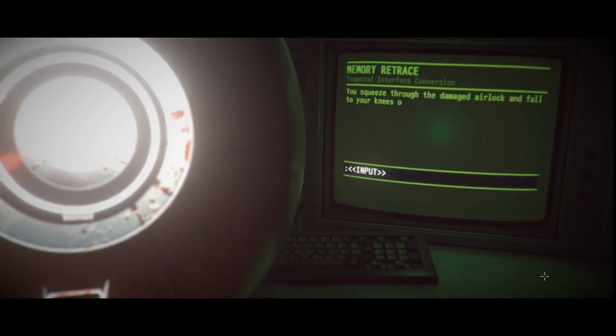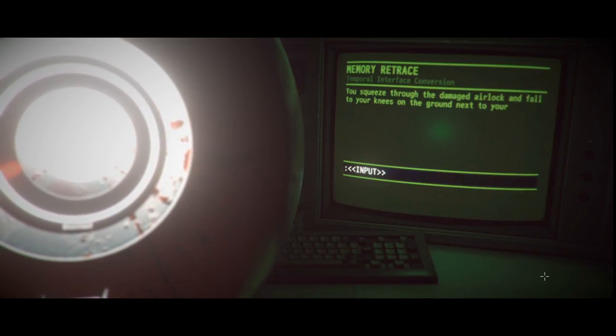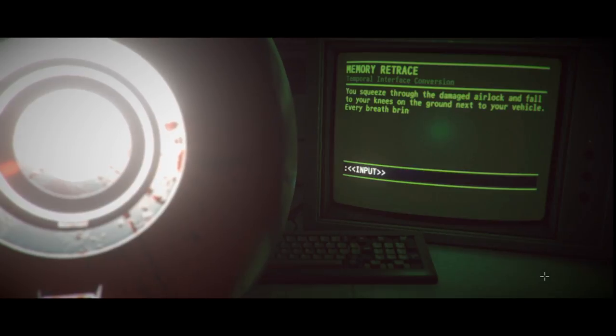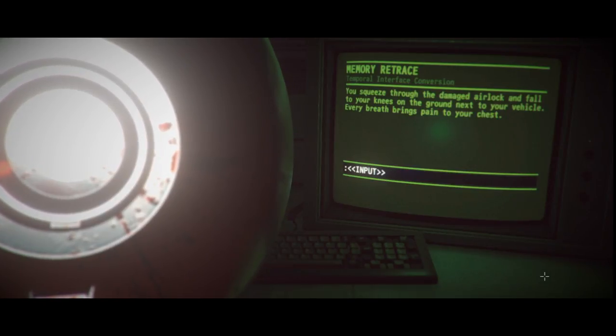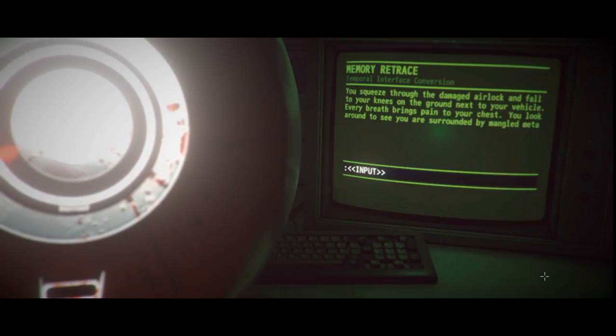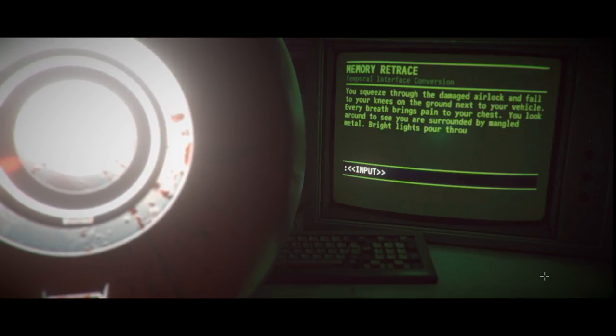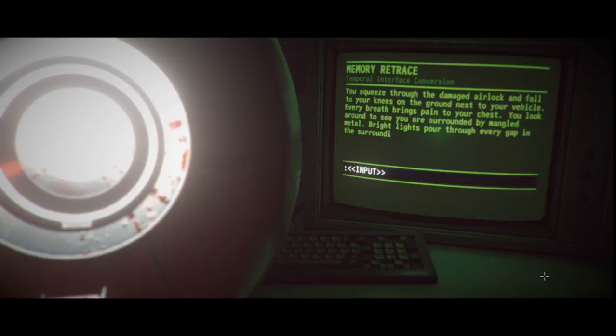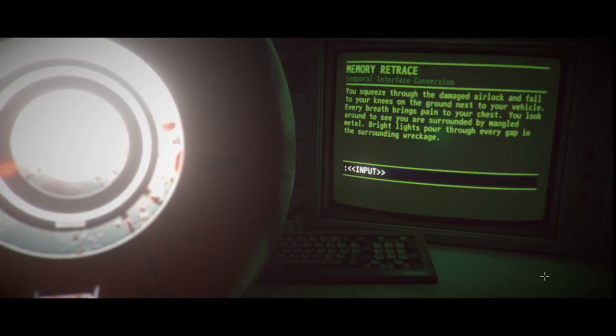Squeeze through the damaged airlock and fall to your knees on the ground next to your vehicle. Every breath brings pain to your chest. You look around to see you are surrounded by mangled metal. Bright light pours through every gap in the surrounding wreckage.